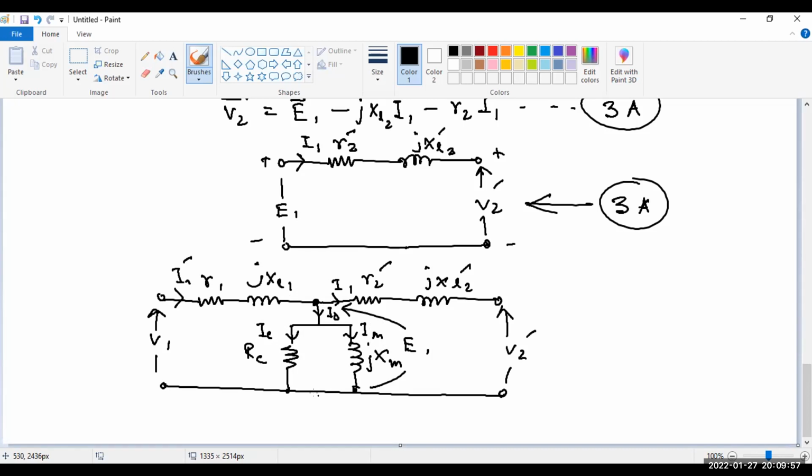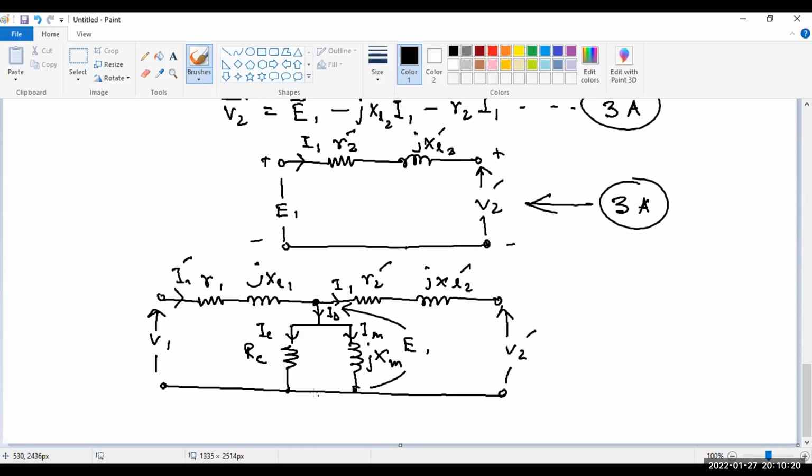But how can you measure E1 from this circuit? Practically, is it possible, because it's a midpoint voltage? E1 is not accessible from the terminals. From the terminals, only V1 and V2 prime are accessible, or V1 and V2. How can you measure E1 then?